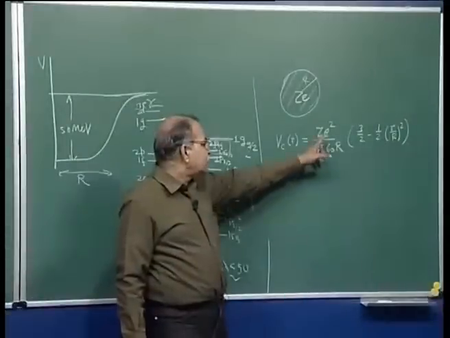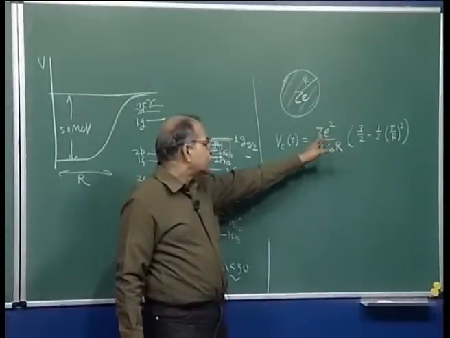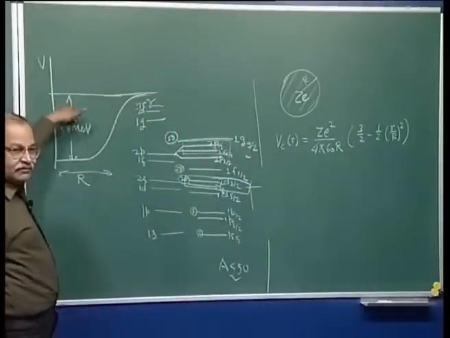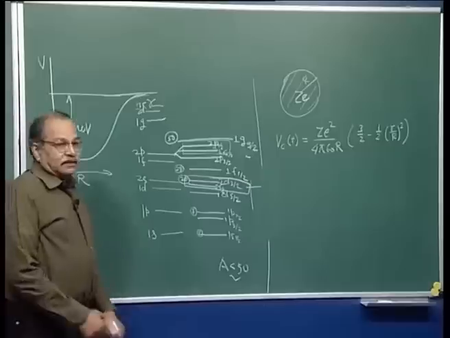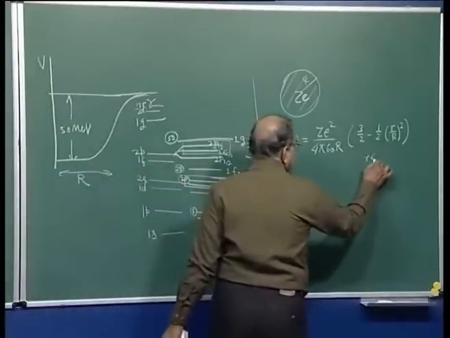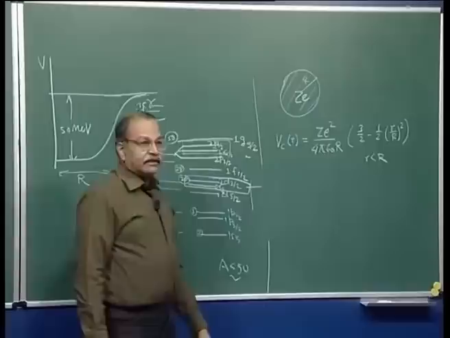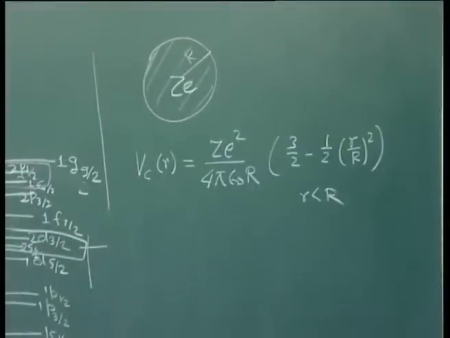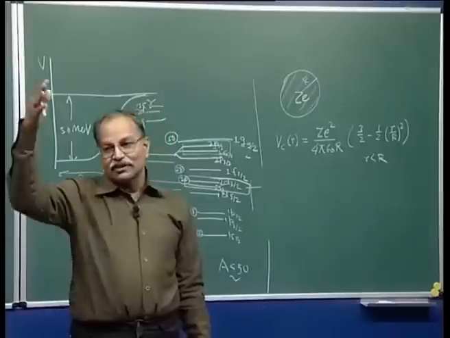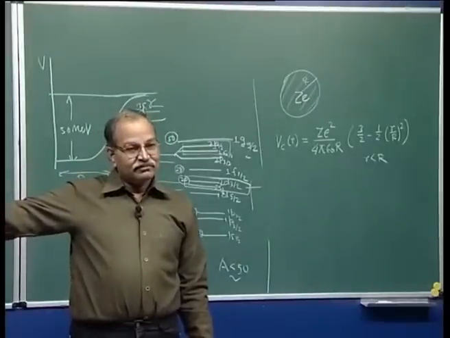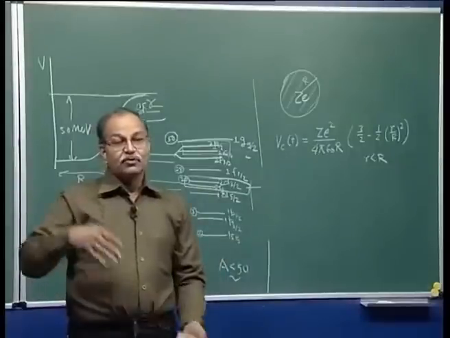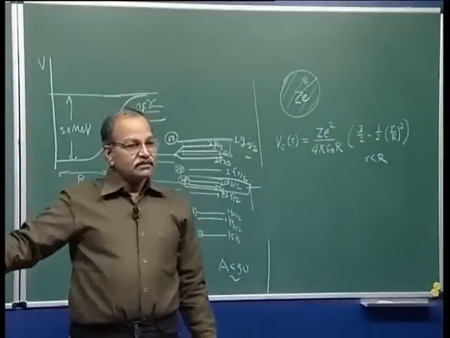For low Z, light nuclei, it does not matter because this is quite high, but for middle and heavier nuclei it will matter. This is for r less than capital R. For r greater than capital R you also have electrostatic potential because it is a long range force, and that goes as 1 by r. If you have charge Ze in this sphere, outside the potential will just go as 1 by r.